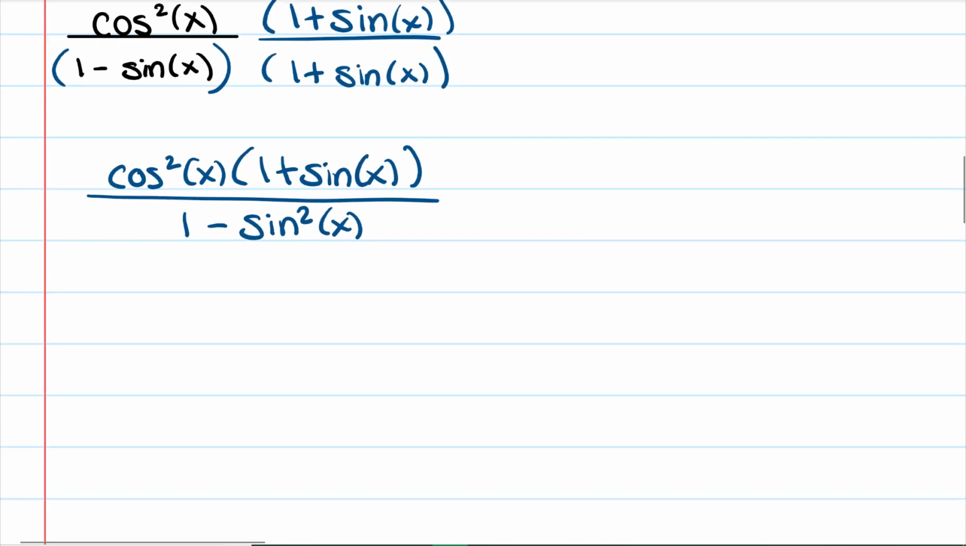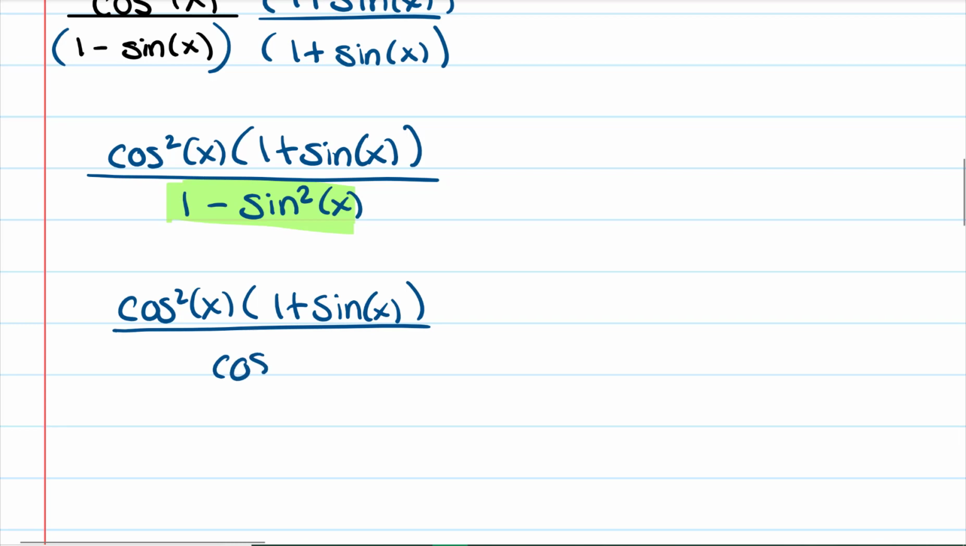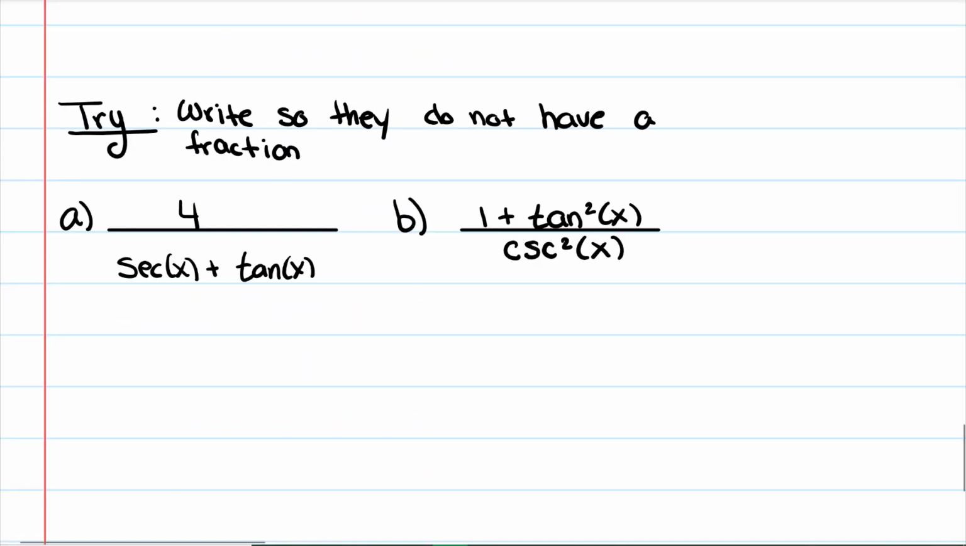And so this should jump out, and you can be like, oh goody, I'm going to get a good answer. So 1 minus sine squared, using our Pythagorean identities, is going to be cosine squared. So you get cosine squared, and then 1 plus sine of x, all divided by cosine squared. So this is just going to reduce off, and you end up getting 1 plus sine of x. And you're all done.